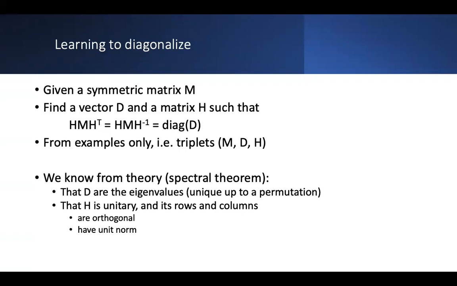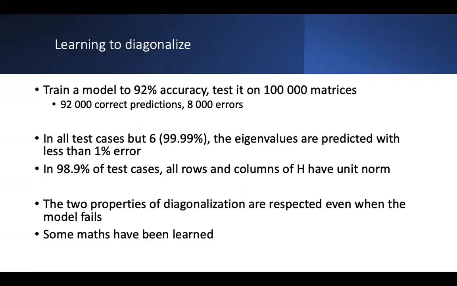So the question is, do you think the model is going to learn these properties? And what does it mean? Would the model learn the properties? The way to test this is that you train a model to high accuracy, but not 100%. You cannot learn from success. You always learn from failure in this case. So you train a model to 92% accuracy, and you test it on a large sample of 100,000 random matrices not seen at training. You end up with 92,000 correct predictions, good for you, and 8,000 errors, which are what I'm interested in, because I'm going to look at the errors.